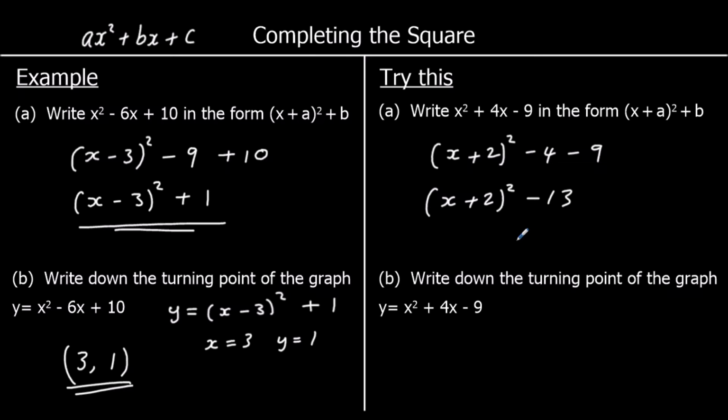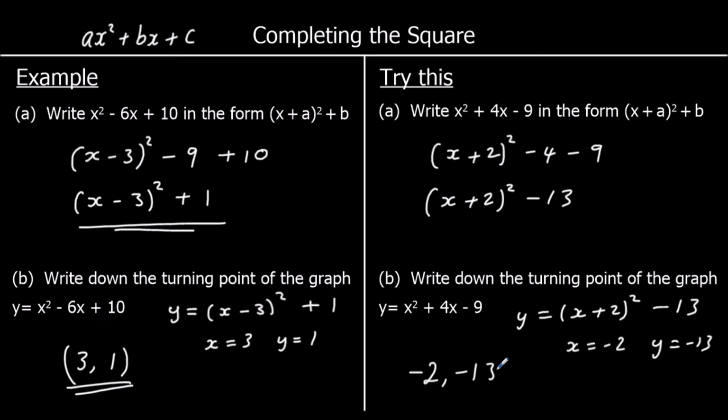What's the turning point? What's the minimum point of this graph? So it's y equals x plus 2 squared minus 13. The x value, we're looking for the x value that makes the bracket 0, which is going to be minus 2. And then if x is minus 2, what is y? y is minus 13. So as coordinates, it's negative 2, negative 13.